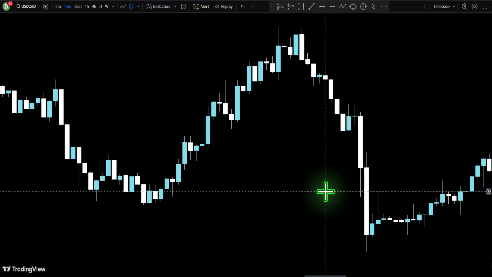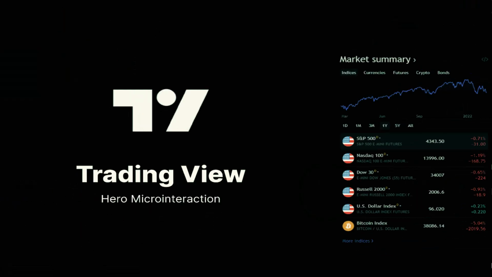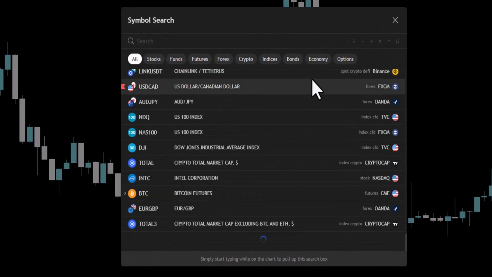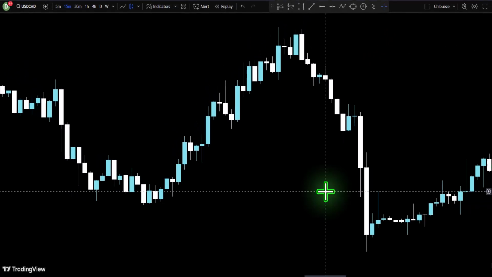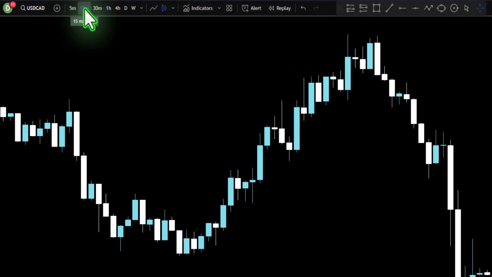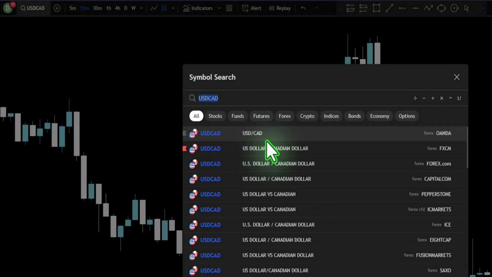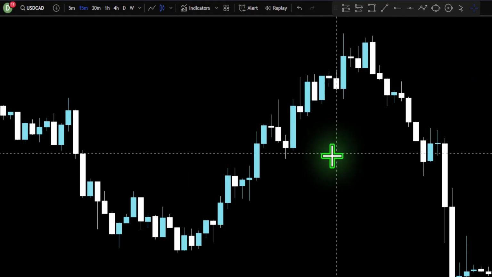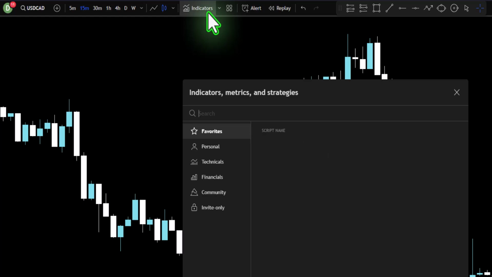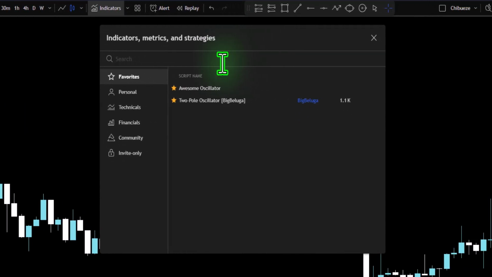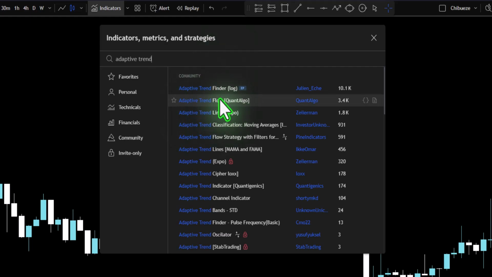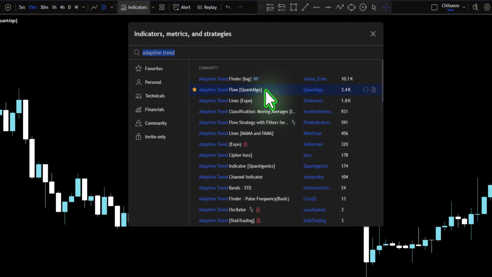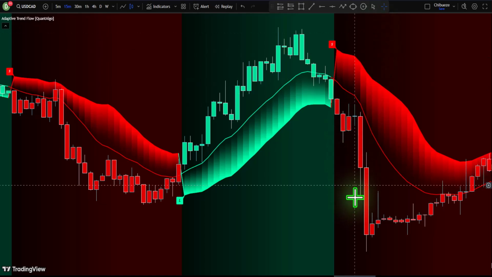Now to get started with this indicator, you have to go to TradingView and then open any trading instrument that you like, in any time frame. For this video, I'm going to be using the 15-minute time frame of the US dollar with the Canadian dollar currency pair. Next, you are going to click on this Indicators tab here and type in the Adaptive Trend Flow Indicator. And you want to select this one that was created by this guy, the Quant Algo. And then you can see that the indicator will be added to the chart.